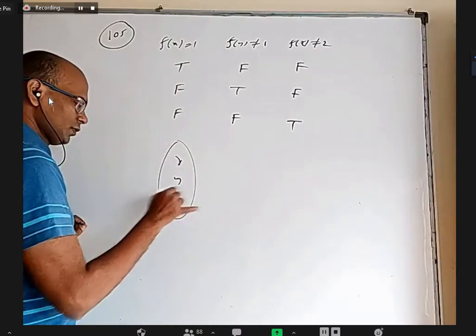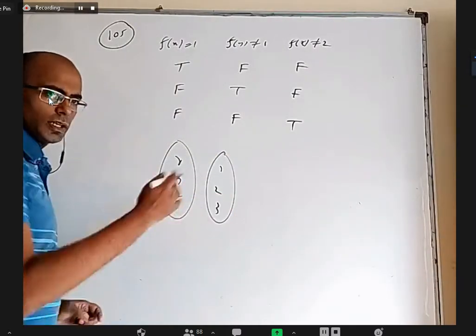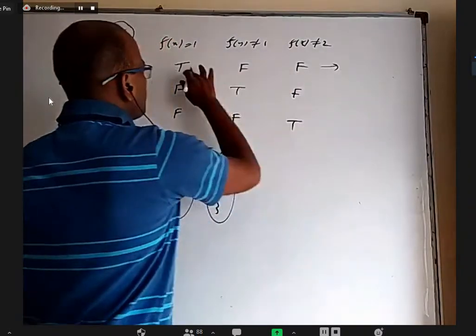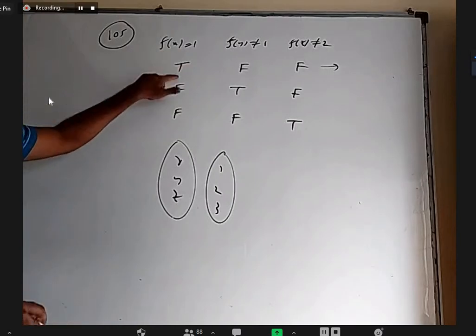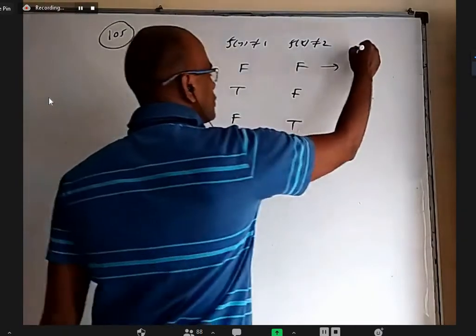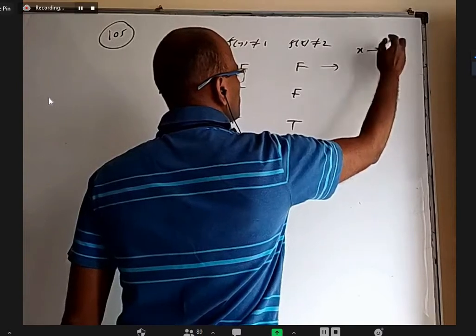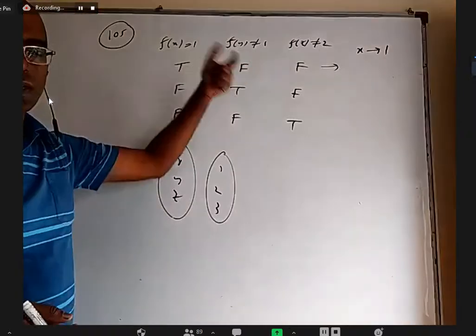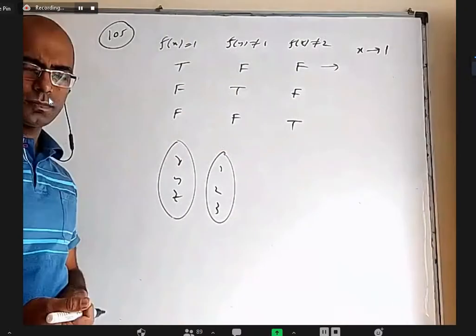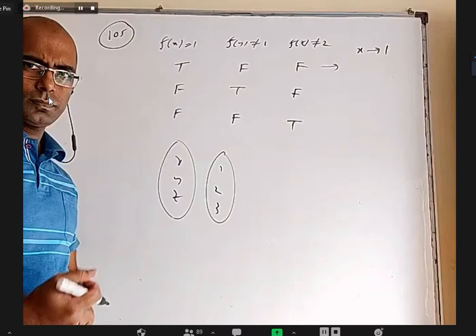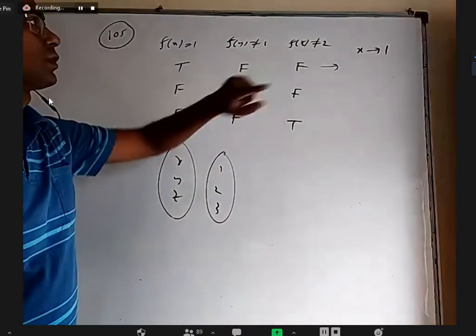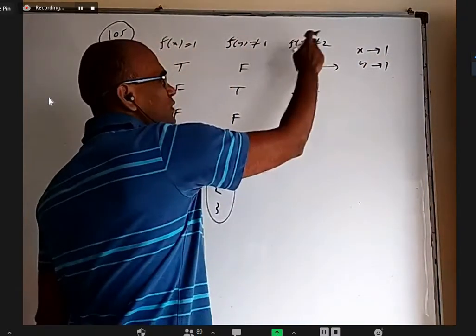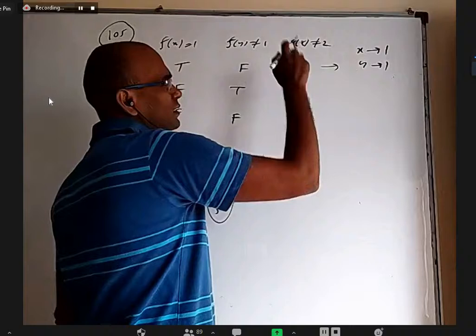And what is our function? X, Y, Z is here. 1, 2, 3 is here. We want a 1-1 function from here to here. Based on the first statement, f of x equal to 1 is true, meaning x is connected to 1. No doubt about it. F of y not equal to 1 is false. Then what is correct? F of y must be 1. So y should be connected to 1. F of z not equal to 2 is false, means what is correct is f of z equal to 2.